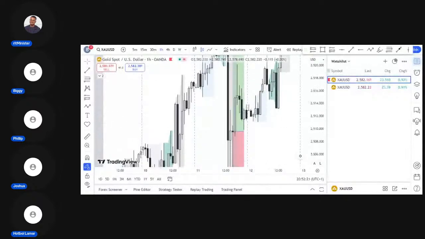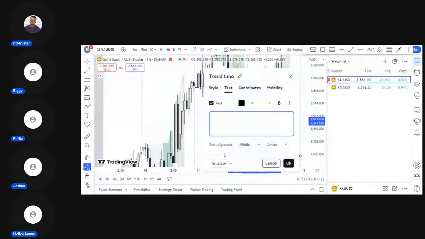Now, if I want zones, and then that is where I think my network, okay. So I'll mark out this 1 hour zone here. My network is really frustrating. I'll mark out this 1 hour zone here.